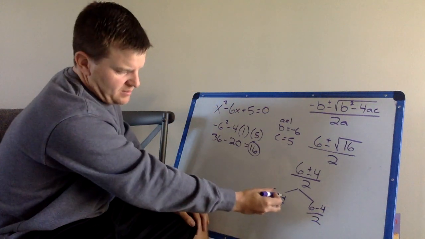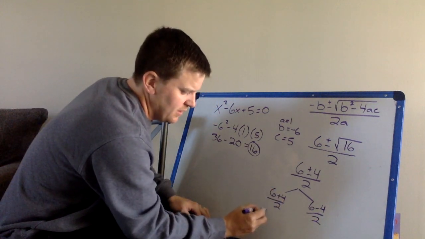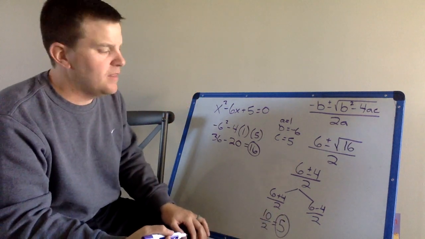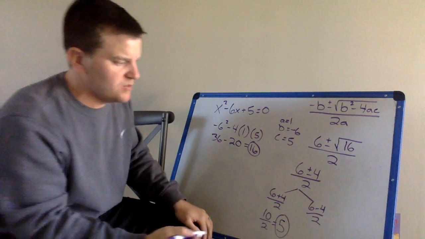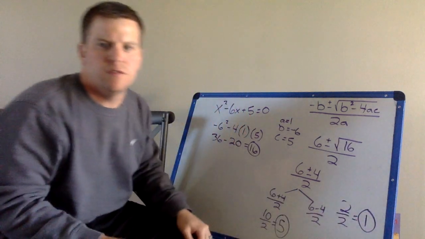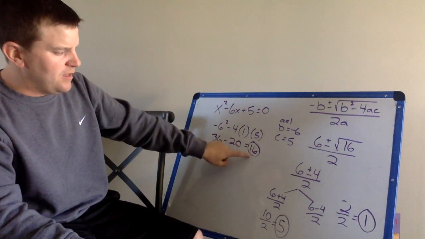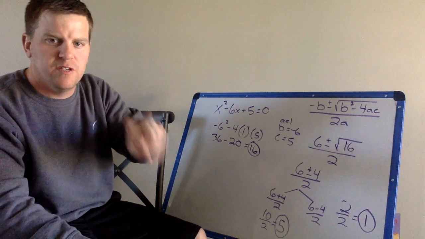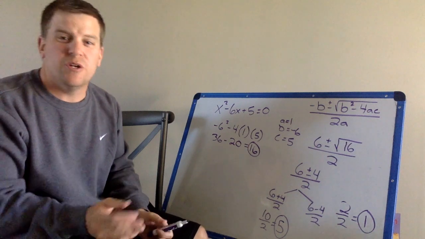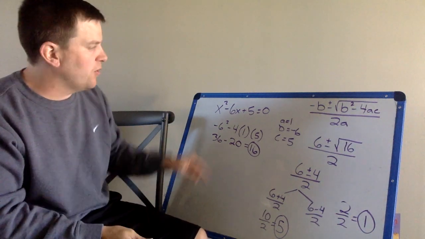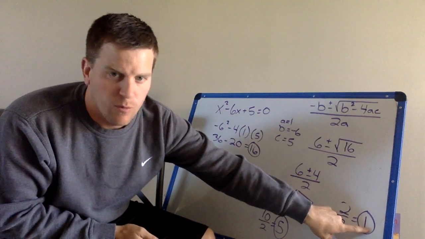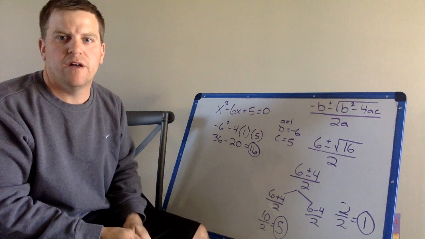6 plus 4 is 10. 10 over 2 is going to give us 5. Okay, and then 6 minus 4 over 2, well, 6 minus 4 is 2, and 2 over 2 is going to give us 1. Okay, think back to the discriminant. That was positive. That told us we were going to get 2 solutions. Now we know what they are by plugging them in, 5 and 1. And what we showed on that discriminant video, if we were to solve this by graphing, this graph would cross at 1 and at 5 on the x-axis.